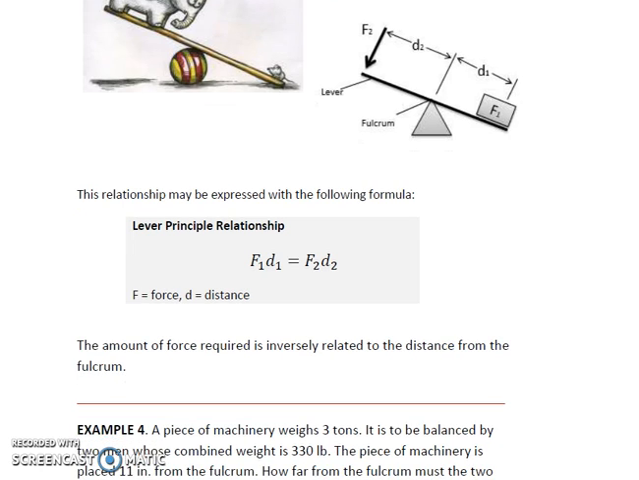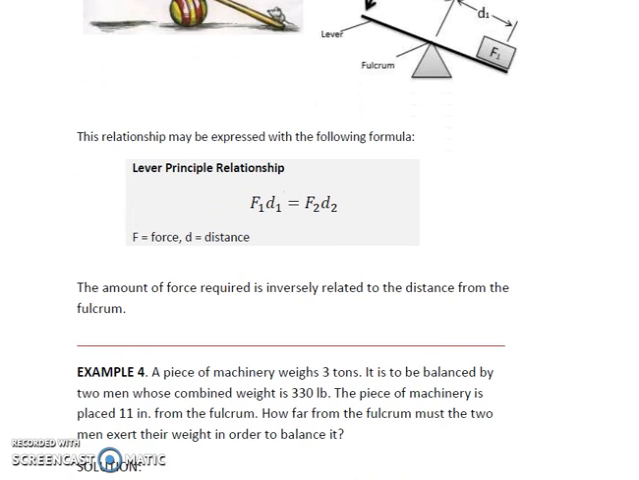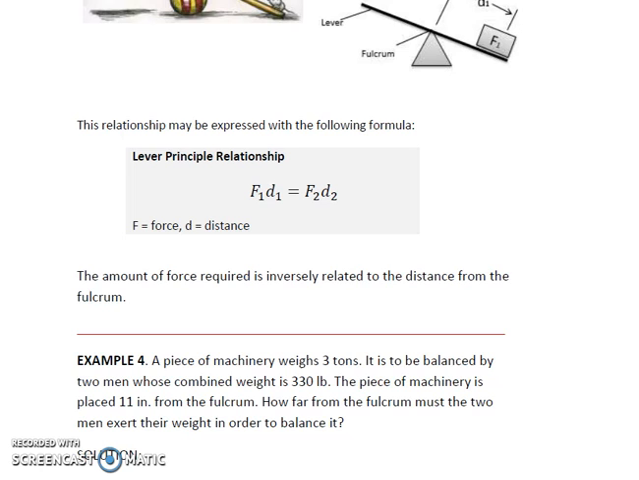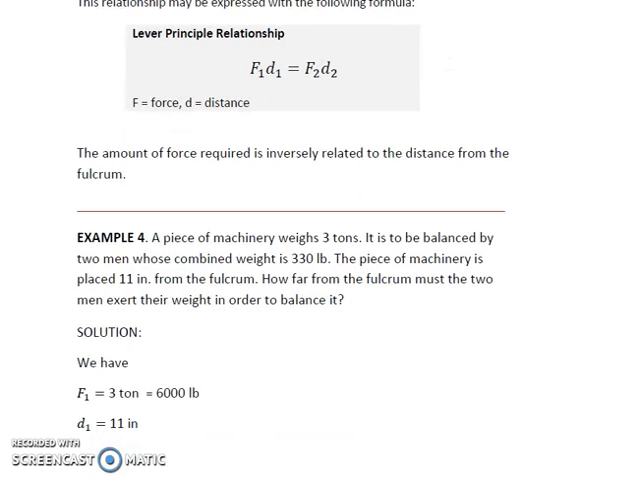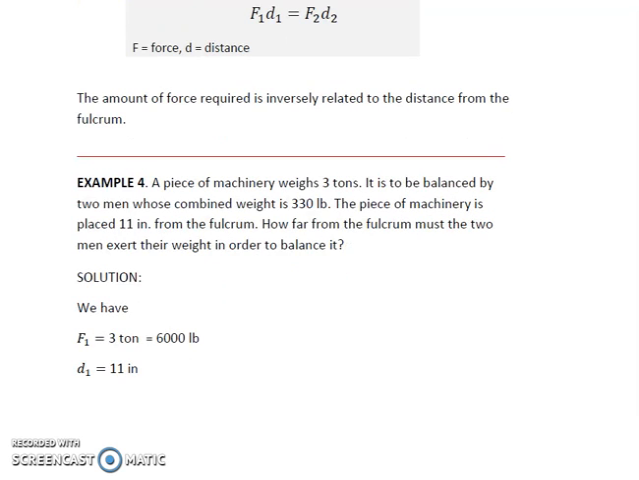Example 4. A piece of machinery weighs 3 tons. It is to be balanced by 2 men whose combined weight is 330 pounds. So those are our two forces. The piece of machinery is placed 11 inches from the fulcrum. Not very far. How far from the fulcrum must the 2 men exert their weight in order to balance it? So on one side we have the 3-ton piece of machinery. On the other we have the 2 men weighing 330 pounds.